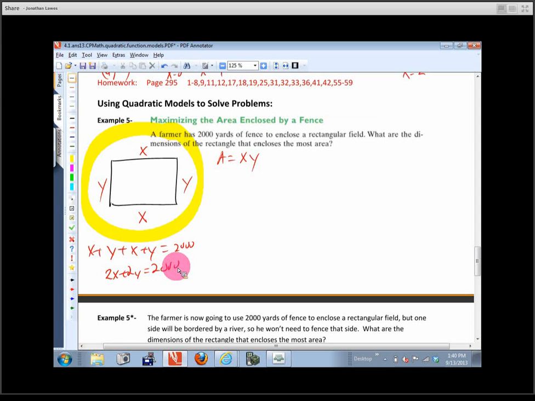And could I solve that for what y equals? Sure I could. One thing I could do is divide everything by 2, in which case I get x plus y equals 1,000. And if I want to know what y is, move the x to the other side. So this would mean y equals 1,000 minus x. Any questions there? So the area as a function of x is x times 1,000 minus x.